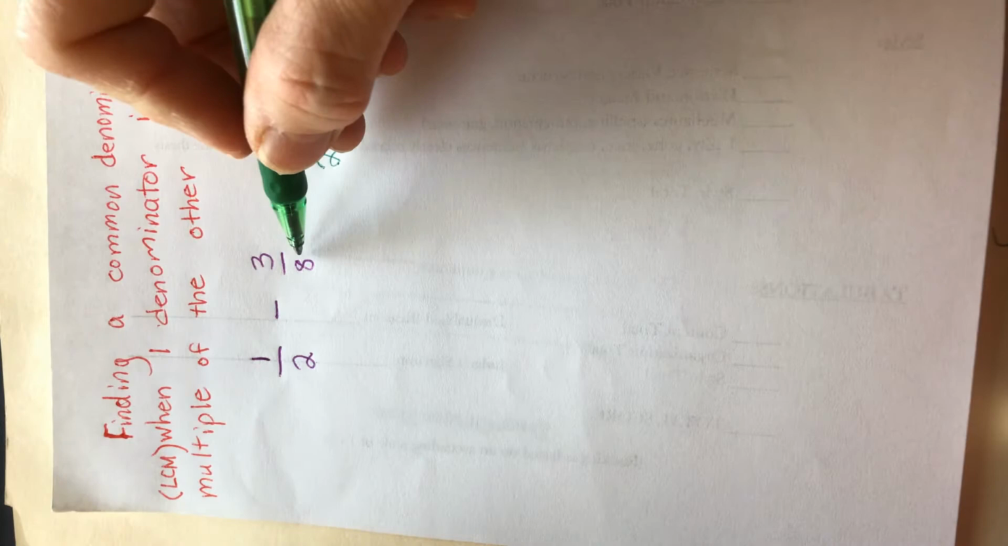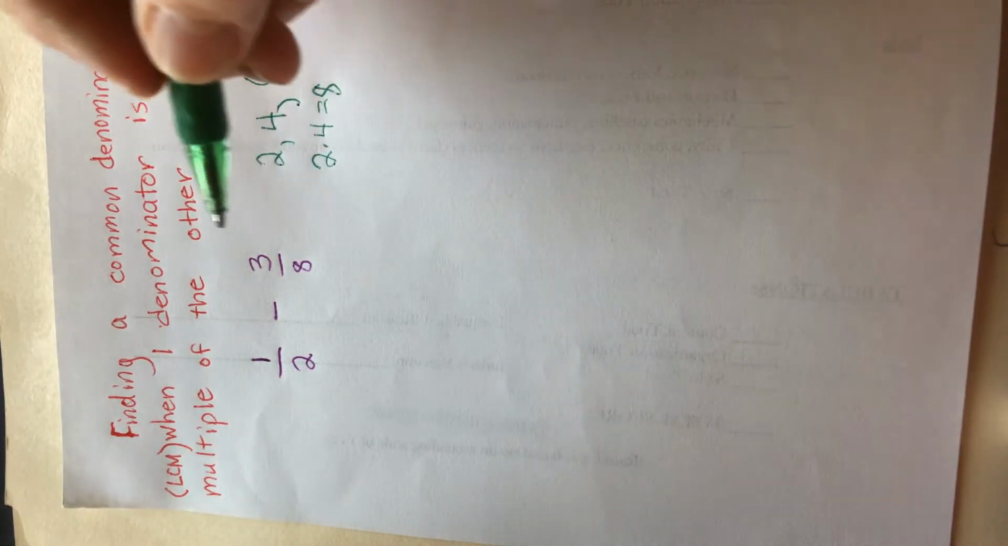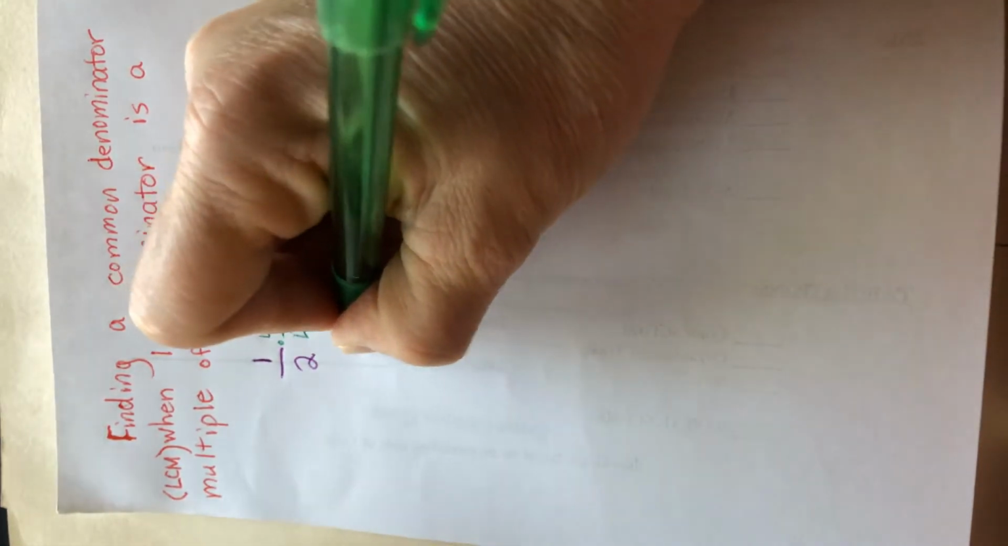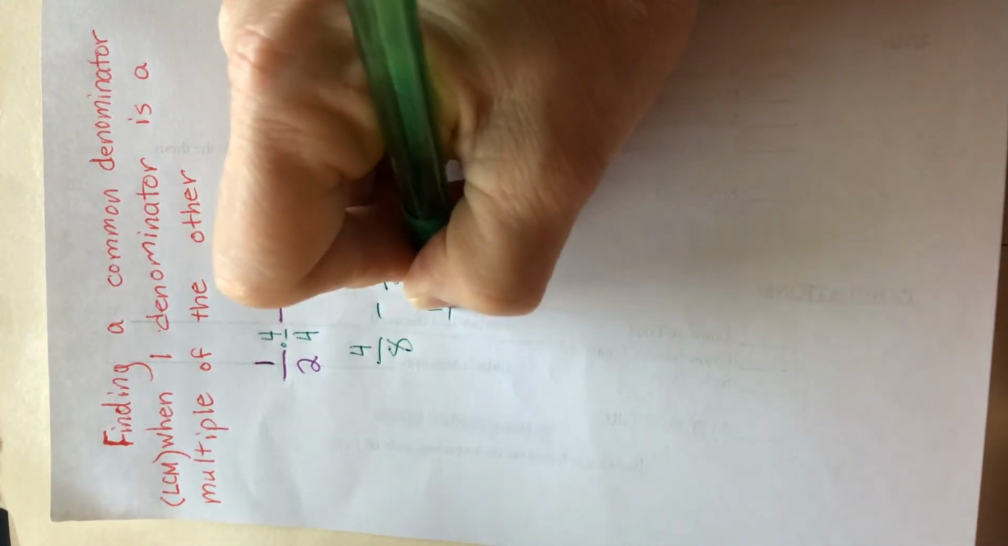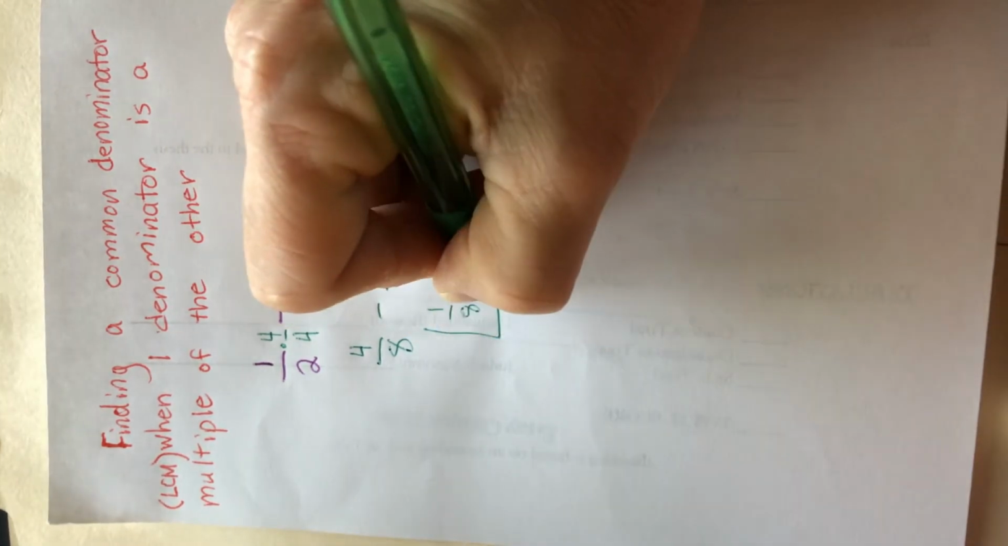So the way I would do that is I don't have to multiply this one by anything because it's already in eighths. But I can multiply this one by 4 over 4. And 4/4 is equal to 1, so that does not change the value of my fraction. Then I have 4/8 minus 3/8 equals 1/8. And that's my answer.